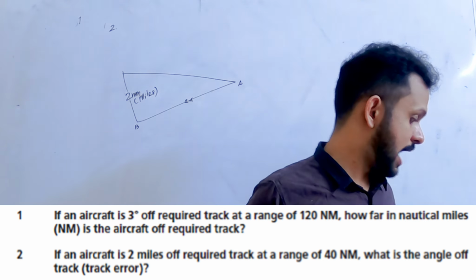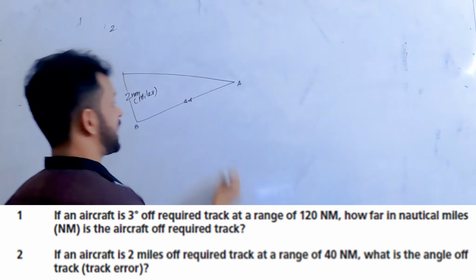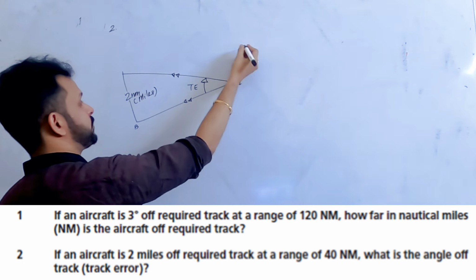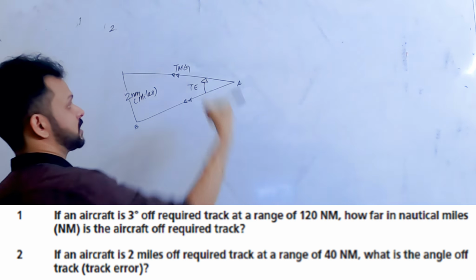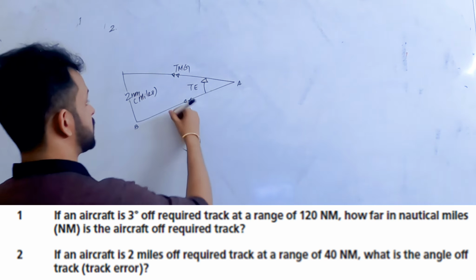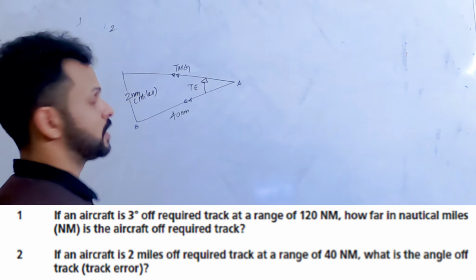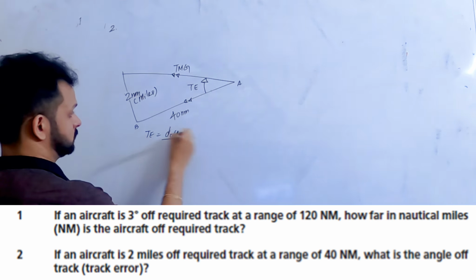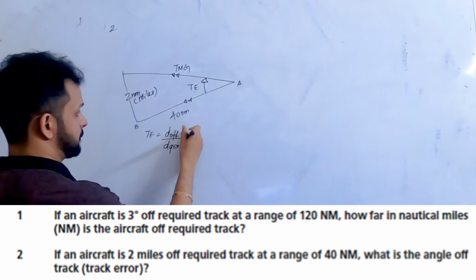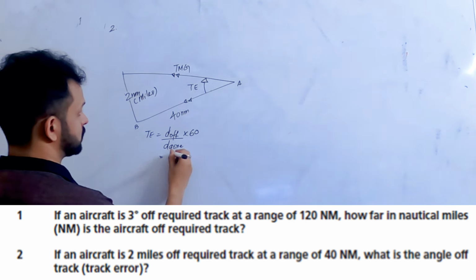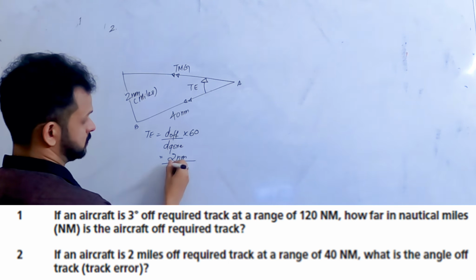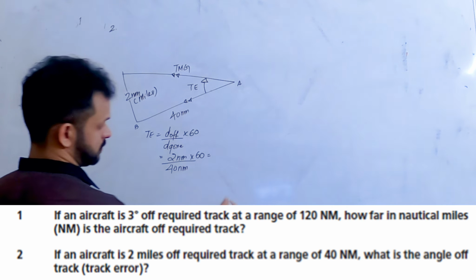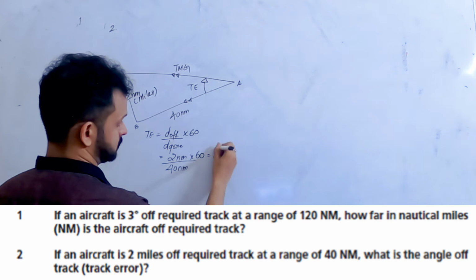What is the angle off track? The angle off track is basically the angle between your planned track and your track made good, which is your track error. So how will you find the track error over 40 nautical miles? Track error is equal to, applying 1 in 60, distance off by distance gone multiplied by 60. The distance off is 2 nautical miles, distance gone is 40 nautical miles, into 60. That's going to be 3 degrees.